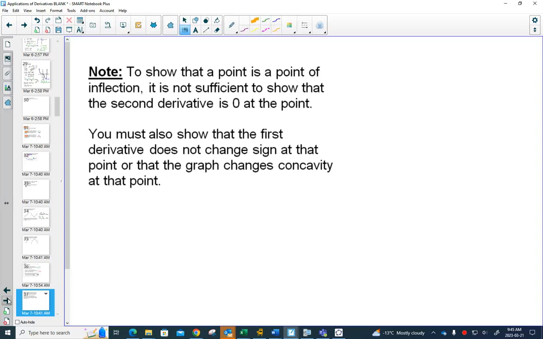So the 2 things that you need. 1, you need that the second derivative is equal to 0 at that point. And in number 2, you have 2 choices. You have either to show, and this is the one that I like the most, if it changes from concave up to concave down, it feels like pretty obvious that it's an inflection point. Less intuitive is this.